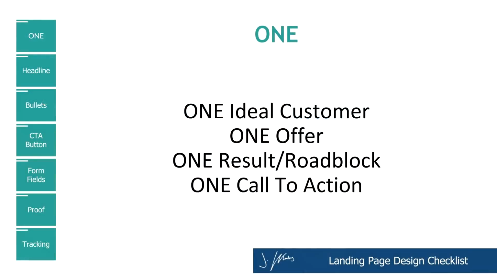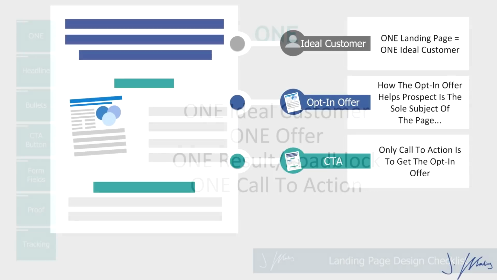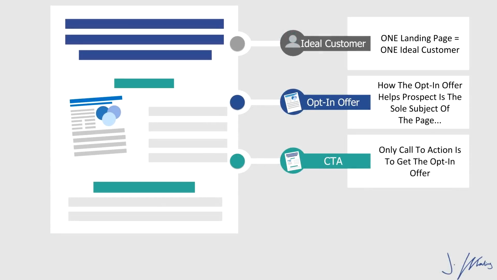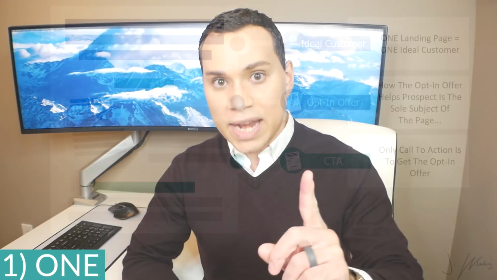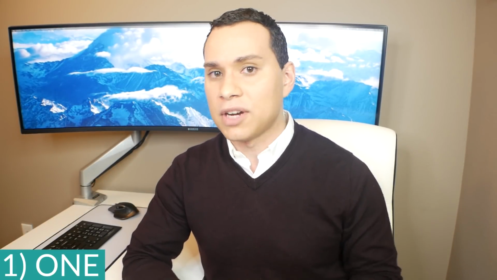So with that, we're ready for the 7 steps. And the very first step is making sure that we are following the rule of 1. 1 ideal customer, 1 offer, 1 result, benefit, roadblock, and 1 call to action. And of course, we'll walk through each part of your landing page, but as we move forward, just remember that you want to be focused on 1 when it comes to everything that's on your landing page. And of course, that ties into one of our keys to success, being short and to the point.